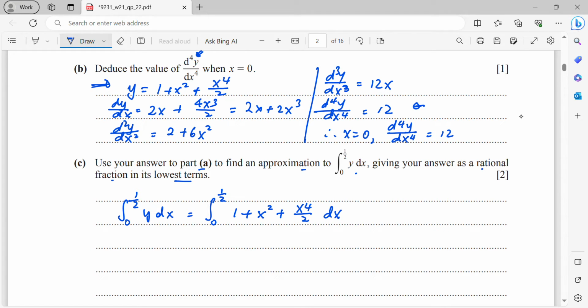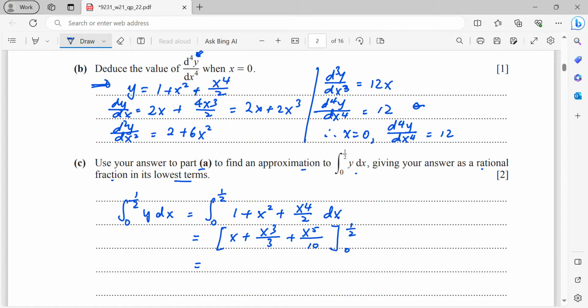So now when we integrate 1, you get x. Integrate x squared, it will be x cubed over 3. Integration of x to the power 4 over 2 is basically x to the power 5 over 5, and the 5 and the 2 in the denominator become 10. So here, limits 0 to half.